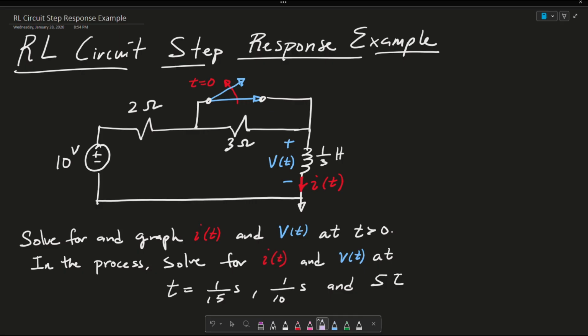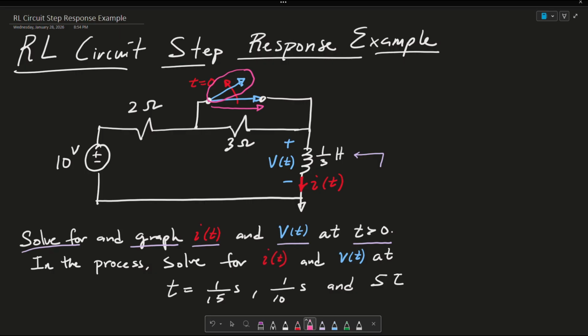Essentially in this problem, we're tasked with solving for and graphing the current and voltage at t greater than 0 through this 1/3 Henry inductor. And if you can imagine, for a time t less than 0, my switch is connected in this configuration. Then at time t equals 0, it opens up and it's in this configuration.